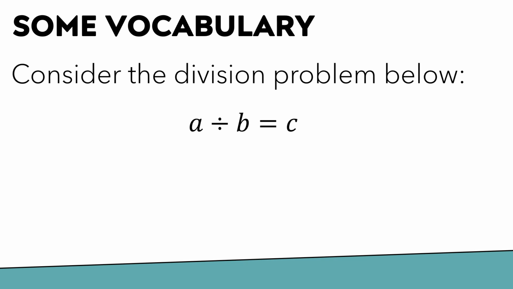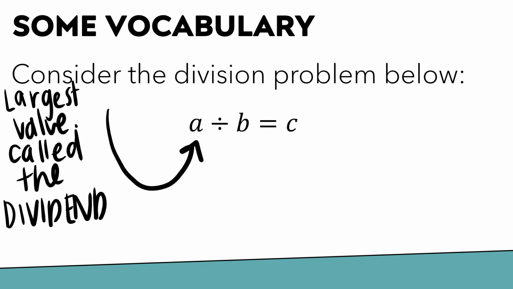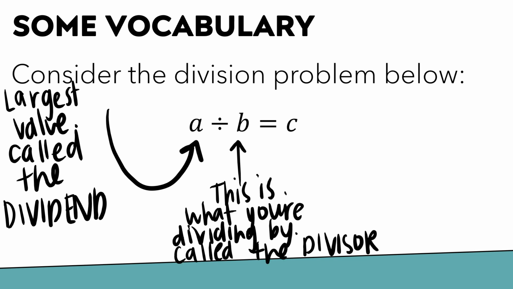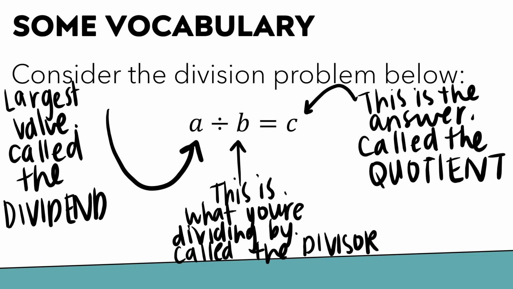Just before we get started, some vocabulary that you should know. Consider this division problem below: A divided by B equals C. In this problem, A is going to be your largest value, and it's called the dividend. B is called the divisor. This is what you are dividing by. C is called the quotient. And this is the answer.